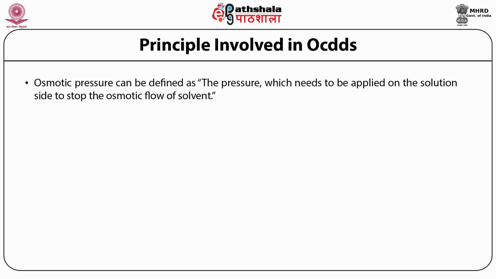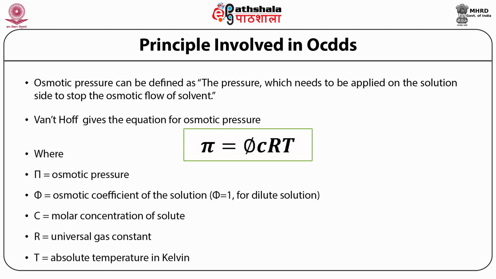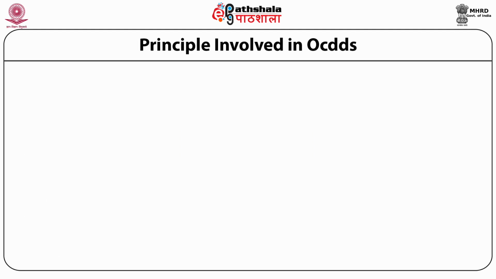So according to the equation, pi = theta C RT. Here pi is the osmotic pressure, theta is the osmotic coefficient of the solution, C is the molar concentration of the solute, R is the universal gas constant, and T is the absolute temperature, presented in Kelvin.